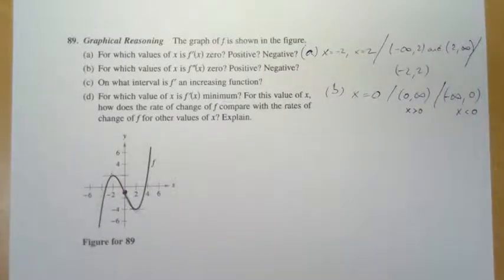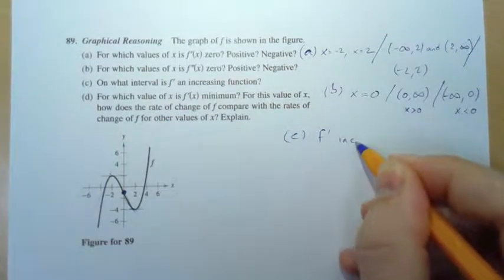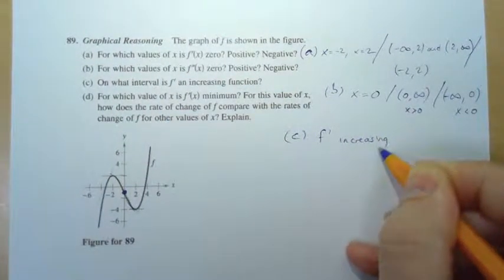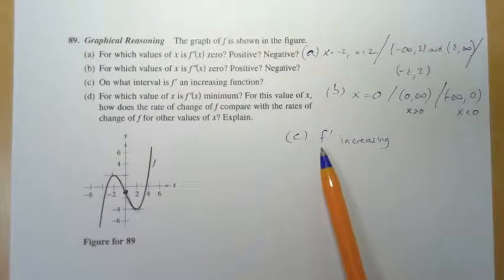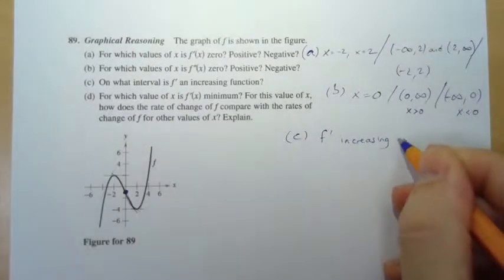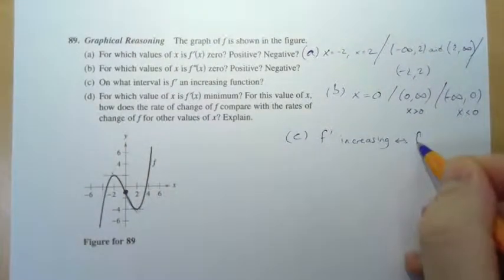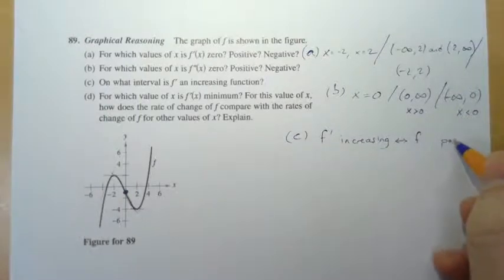Question C, on what interval is f prime increasing? F prime increasing, this is where it becomes a little bit more complex. We have the graph of f, and we are answering a question about f prime. But what does f prime increasing mean? Anytime a function is increasing, it means that its derivative is positive.